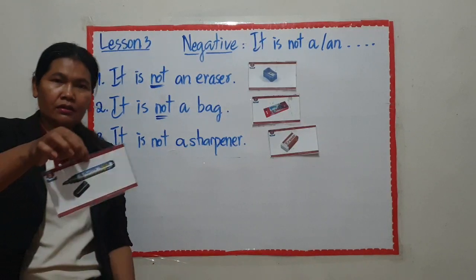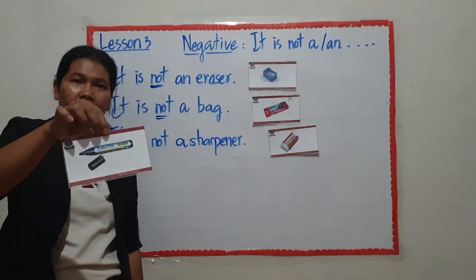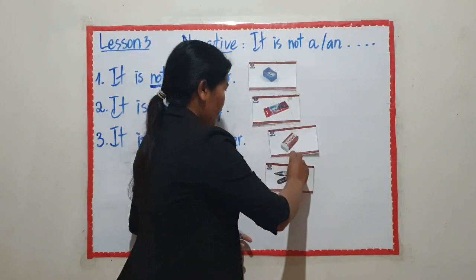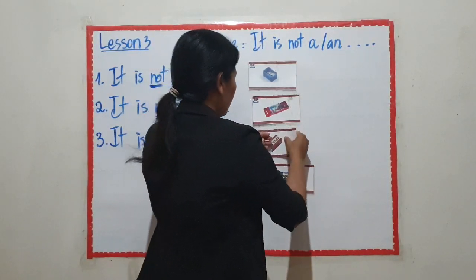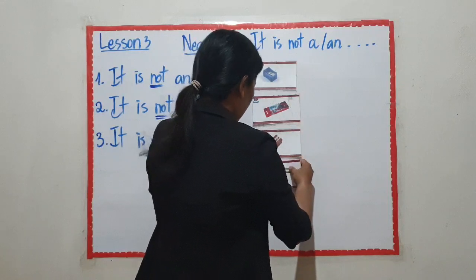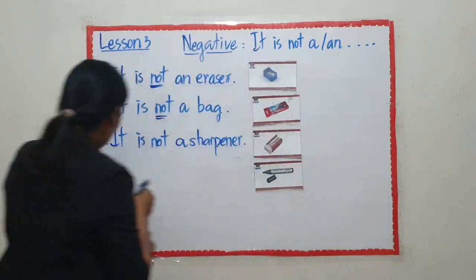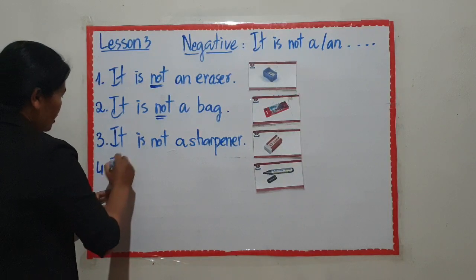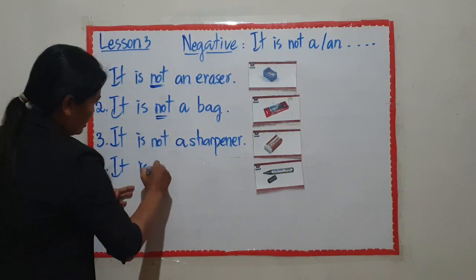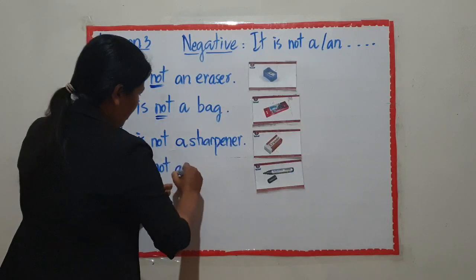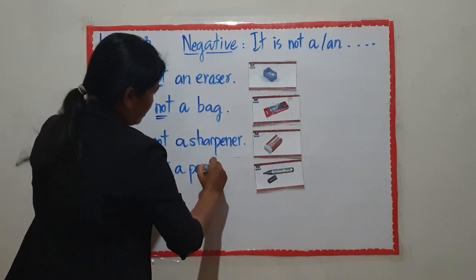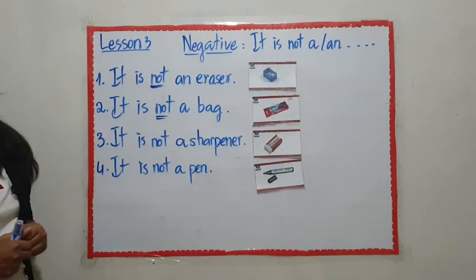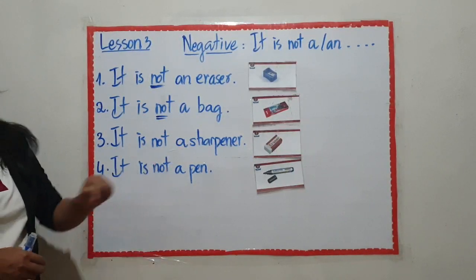Look at this. What is it? Yeah, it's a marker, right? So teacher gonna change this one to be negative. So number 4, it is not a pen. What is it? Yeah, it's a marker, right? But it is not a pen.